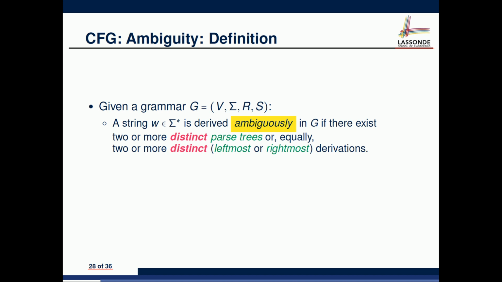Chelsea. It's not that the leftmost has to be the rightmost. It means that if you have one string with two different leftmost derivations, then it is ambiguous. Exactly. Maybe I should make this slightly clearer. Either you have distinct parse trees, number one. Number two, you have distinct leftmost derivations. Number three, you have distinct rightmost derivations. These are the three. I'll modify the slide to make it even clearer.